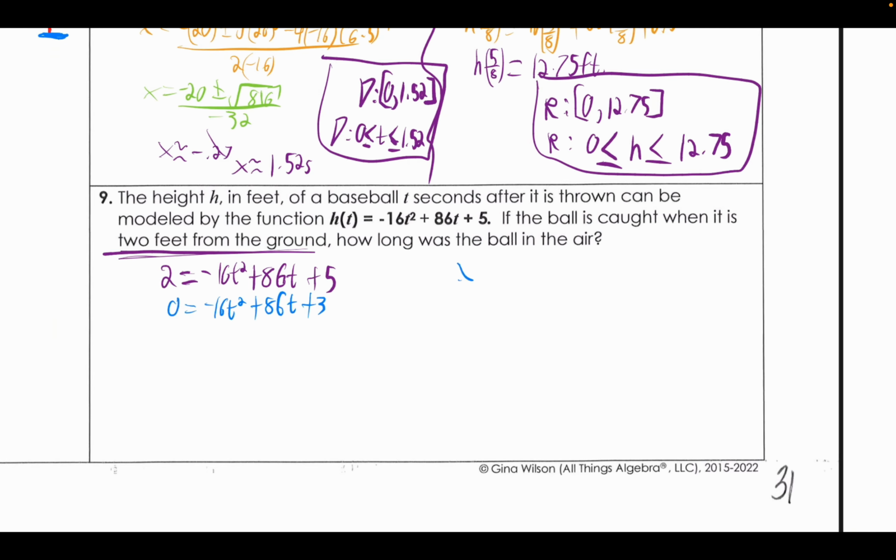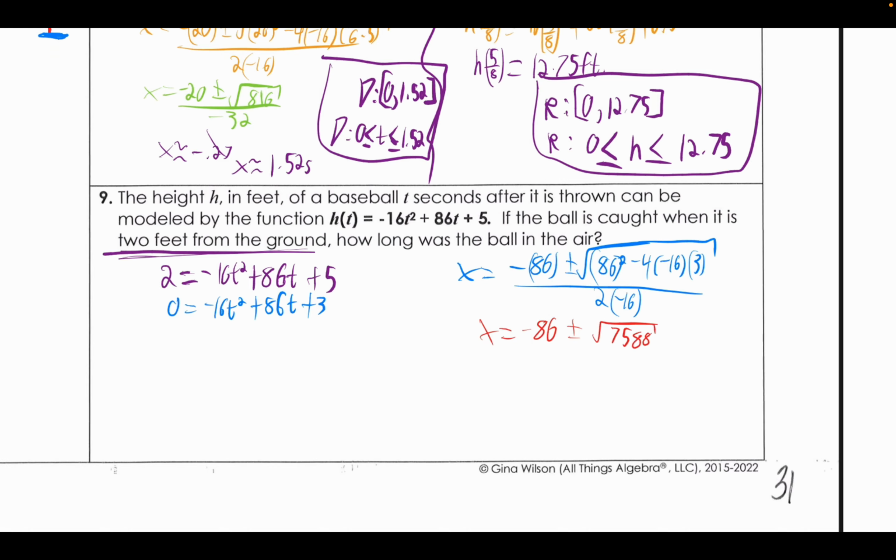And so now I plug this in the quadratic formula, and I get x equals negative of 86 plus or minus the square root of 86 squared minus 4 times negative 16 times 3, all over 2 times negative 16. Negative 86 plus or minus the square root of 7,588 all over negative 32, which gives us approximately negative 0.03, which we can rule out for being negative time, and approximately 5.41 seconds, which is our answer.